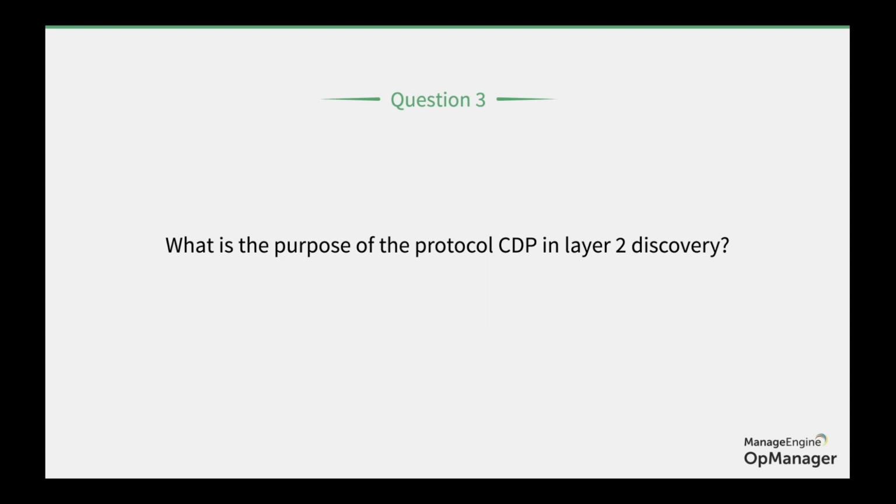What is the purpose of the protocol CDP in layer 2 discovery? Well, this was one of the questions also in the panel. This is related to the Cisco Discovery Protocol, which is used to identify the neighboring devices available in the network. This can also help administrators have a better understanding of the devices contained in their IT infrastructure. So when you wish to know more about it, you can use the command show CDP neighbor or show CDP neighbor detail to get more information on your connected devices in your IT infrastructure.